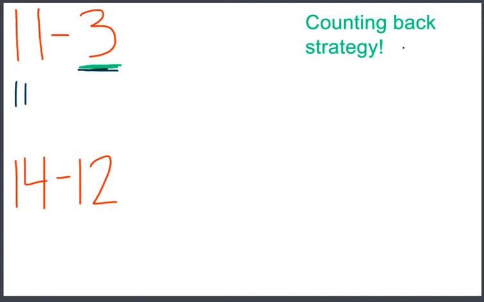11, 10, 9, 8. And we can just double check. We took away 1, 2, 3 numbers. We land on 8. 11 minus 3 equals 8. The counting back strategy worked best for 11 minus 3 because the number that we are taking away is small.